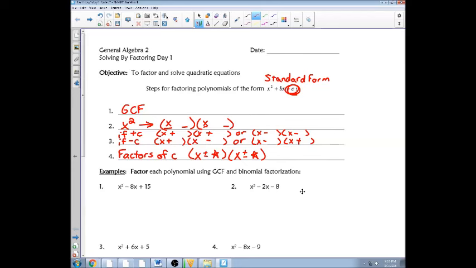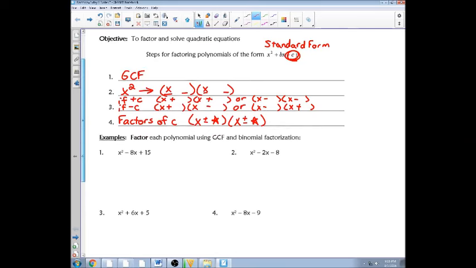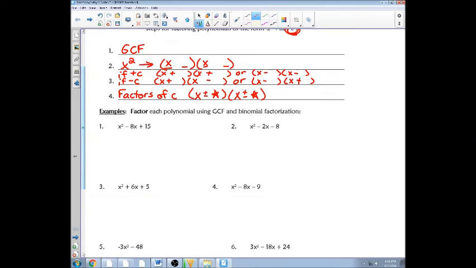So when you're done, you're going to have an x plus or minus a number times x plus or minus a number. That is basically everything we just talked about right there. Okay, so for the first example, we need to factor each polynomial using GCF and binomial factorization. Binomial factorization is using 2 sets of parentheses. That is binomial factorization. All right.